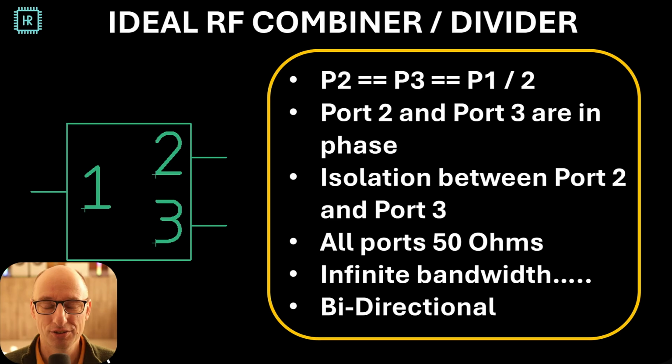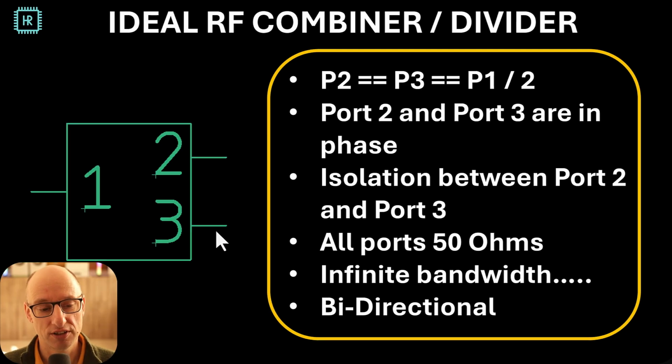Let's get started. So what is a power combiner or divider? Well, we see the symbol here on the left. You have port 1, which is the input port, and you have ports 2 and 3, which are output ports. Now, if you put a certain amount of power in here, then you get half the power at port 2 and half the power at port 3. Both these ports will be perfectly in phase.